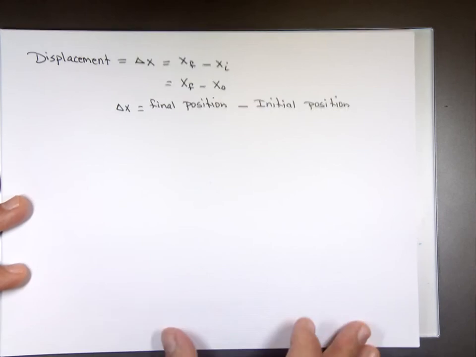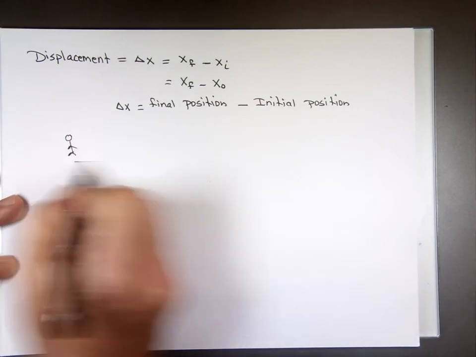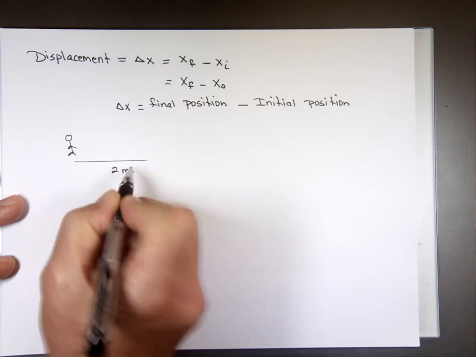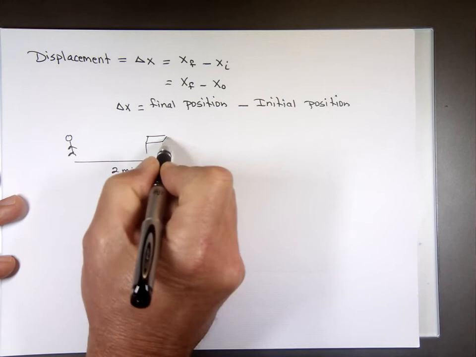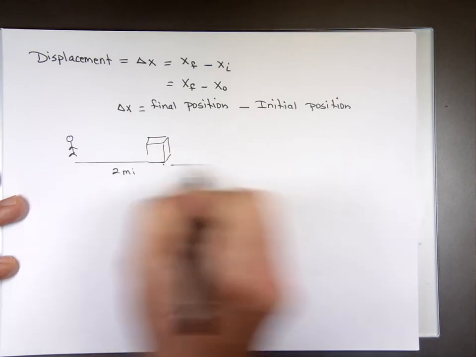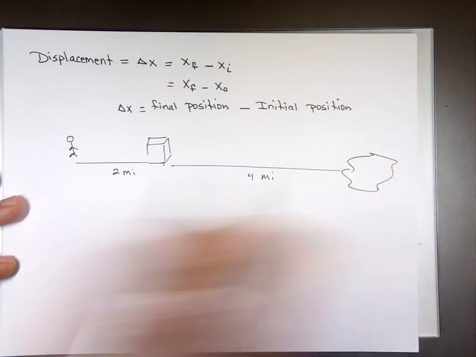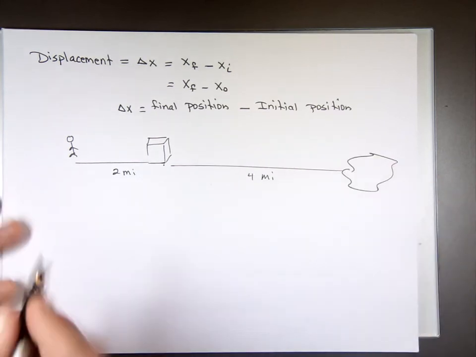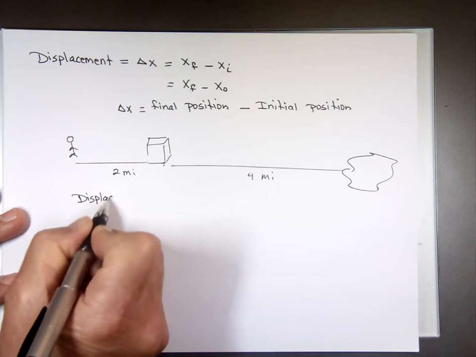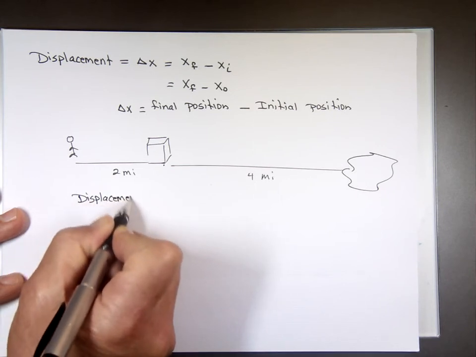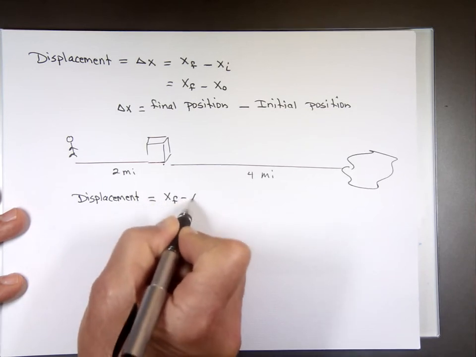Let's go back to that example, to Johnny. Remember Johnny? Start from here. Walk 2 miles to his friend's house. And from his friend's house, they walked how many miles? 4 miles to get to the lake. What is the displacement here? It is the final position minus the initial position.